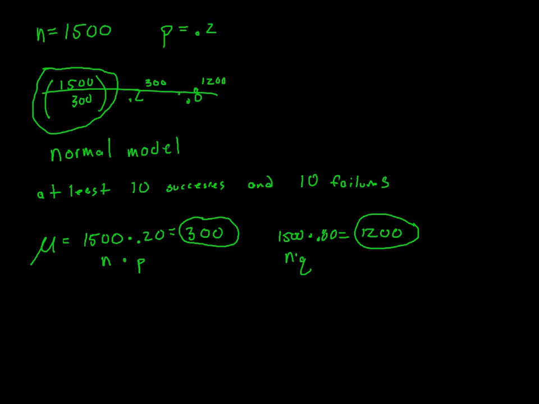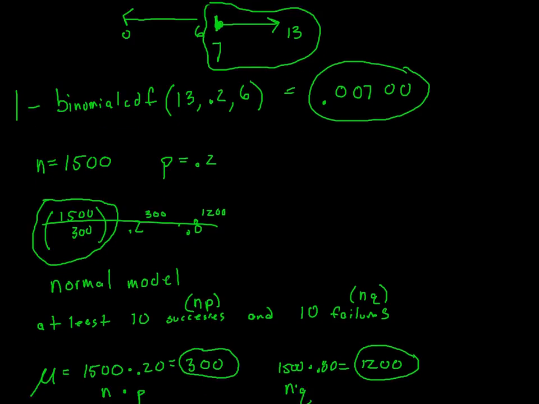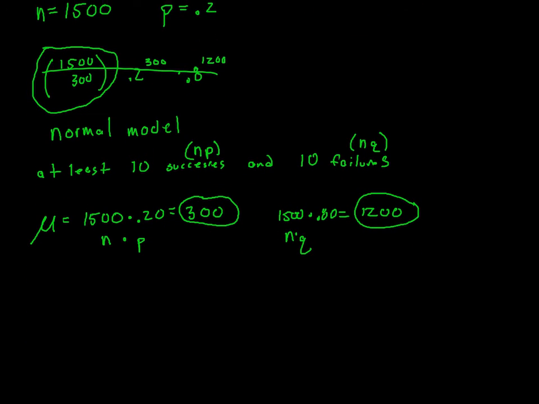So I expect more than 10 successes, and I expect more than 10 failures. Remember, to find the number of successes you expect to have is n times p, and to find the number of failures is n times q. In order to use the normal model, these both have to be bigger than 10. So if we go back to our last problem where we only had 13 M&Ms, 13 times 0.2 is only 2.6. That's not more than 10, so I couldn't use the normal model there. But here I can use the normal model.